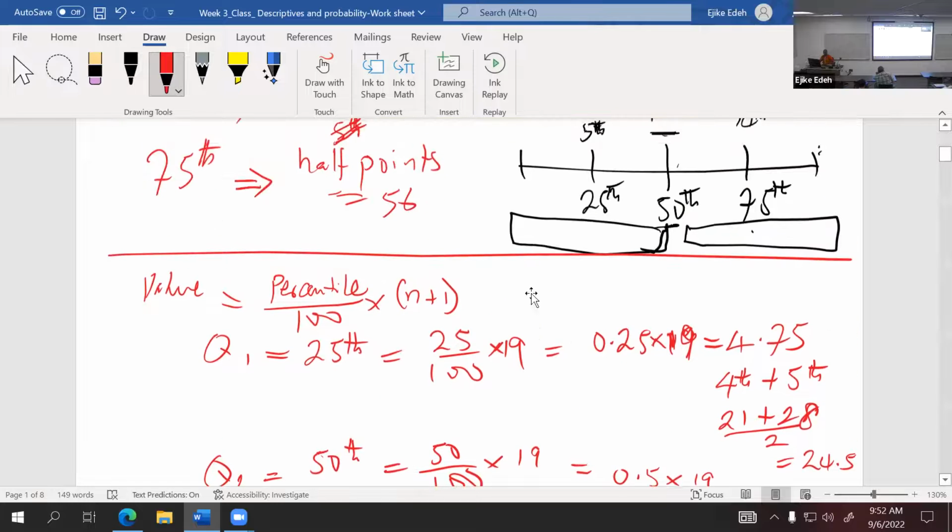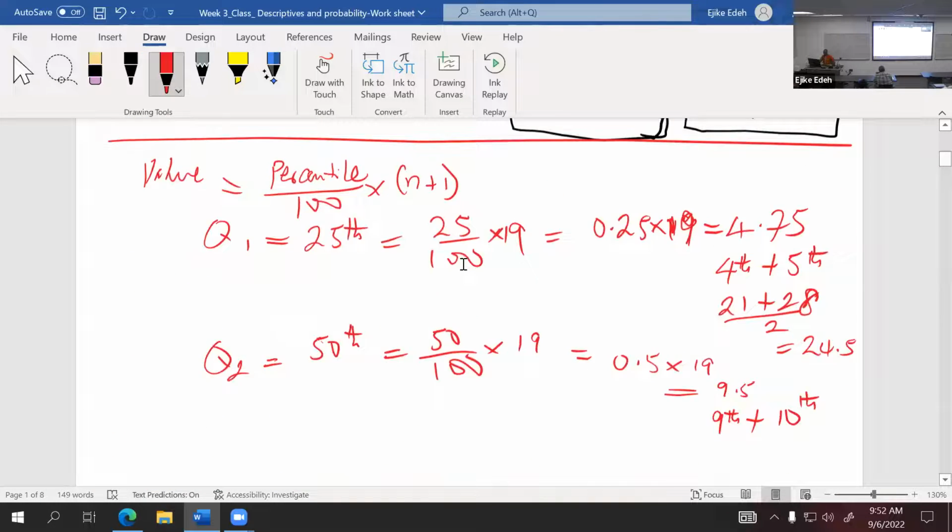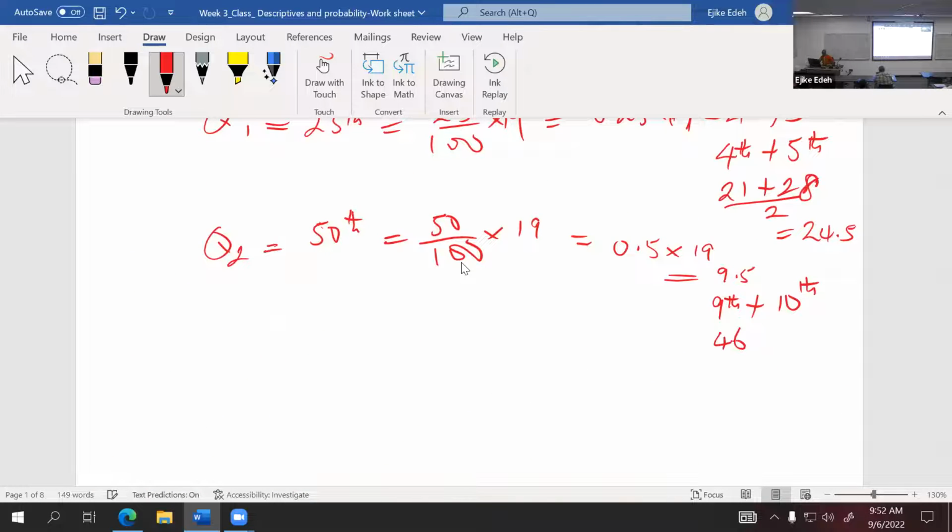And if you go over here, you count the 9th position. 1, 2, 3, 4, 5, 6, 7, 8, 9. That'll be 46. And the 10th will be 47, right? So I have 46 plus 47, and the average here will be 46.5.